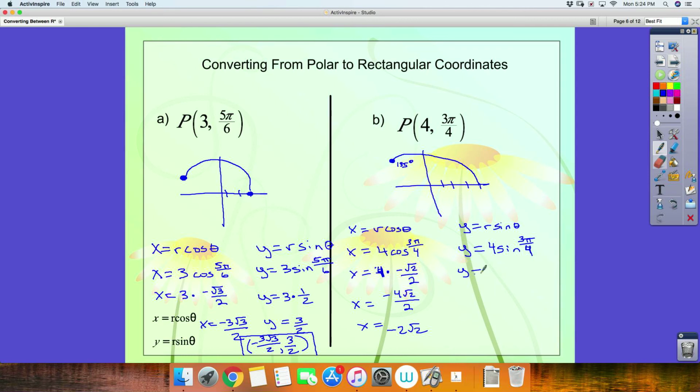So that gives us y equals 4 times, we look, the sine for 3 pi over 4 is a positive root 2 over 2. So that gives us y equals a simplified 2 root 2. So our final answer is negative 2 root 2 and 2 root 2.